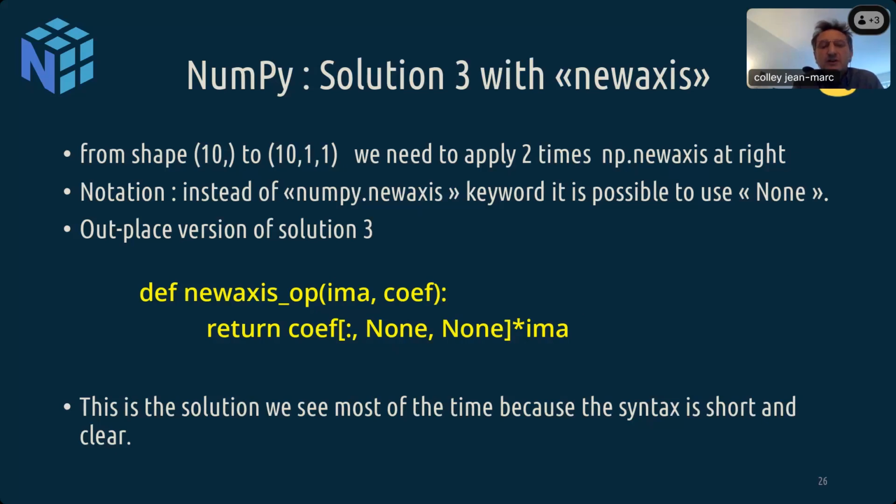So the out-of-place version is very short. Return coef[2:, None] * image. This is the solution we see most of the time because the syntax is short and clear.